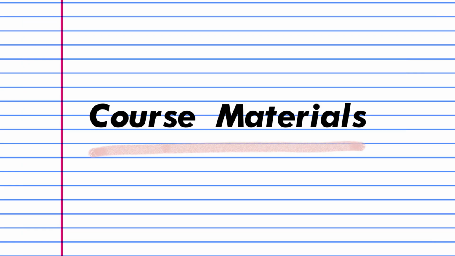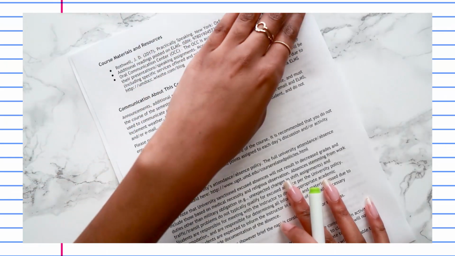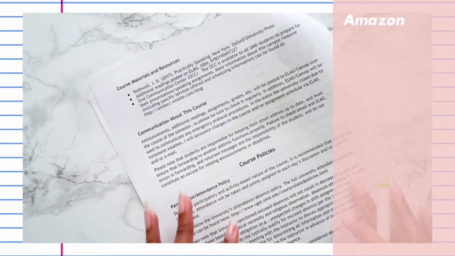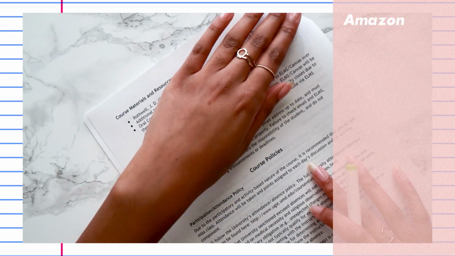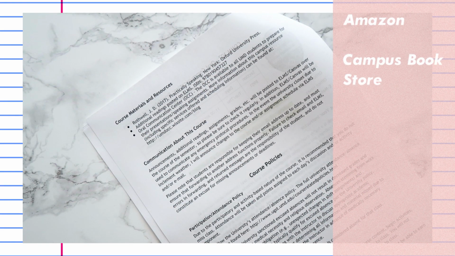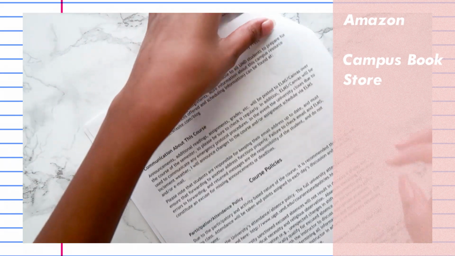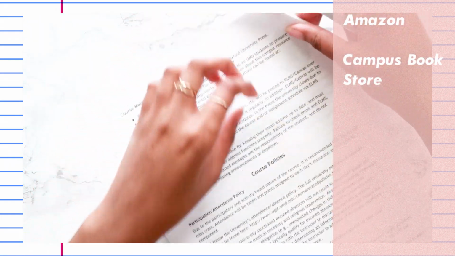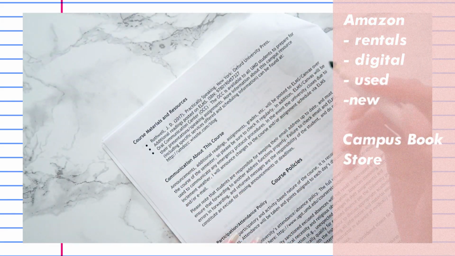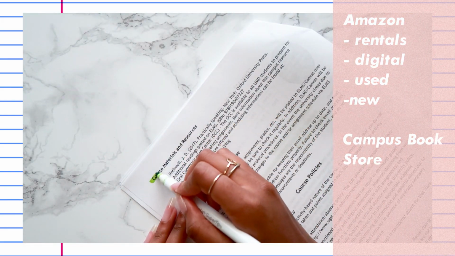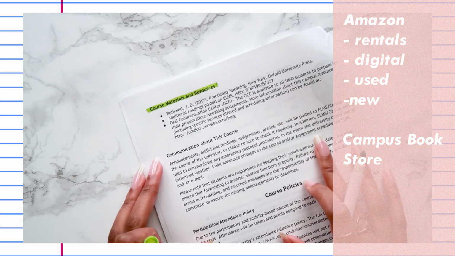Next, you'll have course materials. That will be any type of textbooks or supplies that you need for the class. As far as textbooks go, I would suggest looking on Amazon and checking to see what their prices are looking like. And then you also have your campus bookstore that you can go to. But I would check Amazon first, because they have great options for renting digital versions and new books at a cheaper price than your campus bookstore.